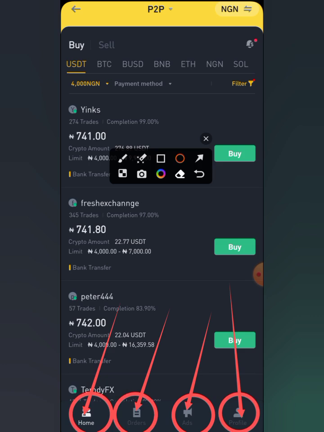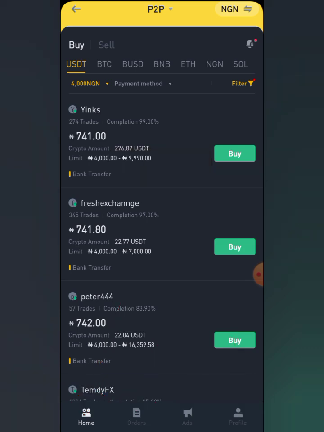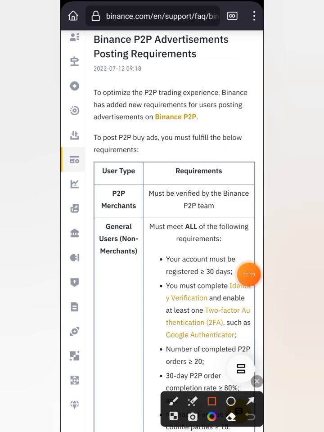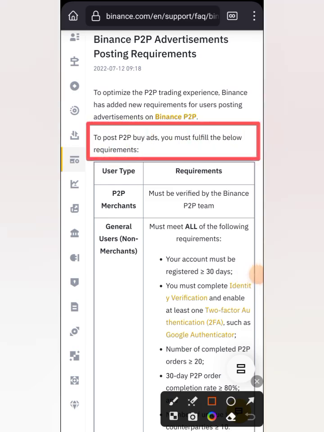Now to be able to get to this stage and start posting your ad, let me show you the requirements that you must meet by Binance. So this is the requirement by Binance. To post P2P buy ads, you must fulfill the below requirements. I just don't want to read everything so that we will not waste much time. It says, to post buy ads, you must fulfill the following requirements.